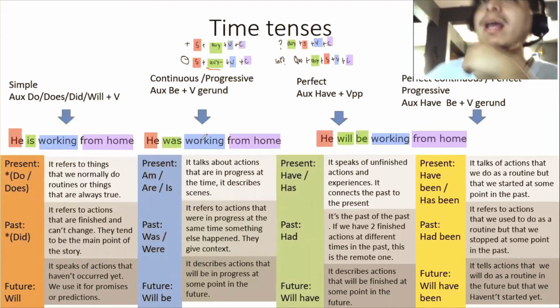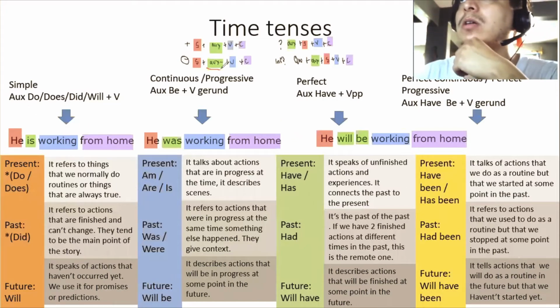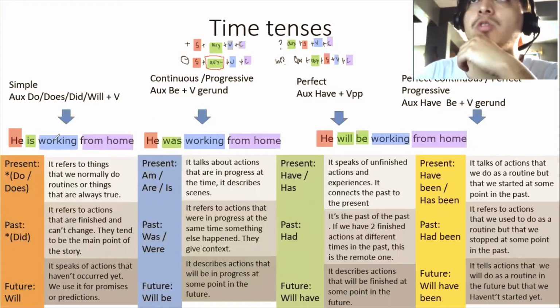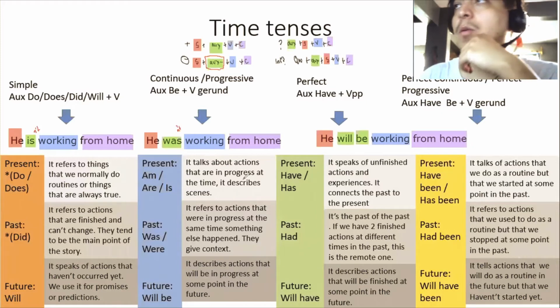Okay? So what happens if you want to make any of these sentences negative? The auxiliary takes the negative. So he is working from home. He isn't working from home. He was working from home. He wasn't working from home. In this case, we have the auxiliary, which is two parts, 1 and 2.